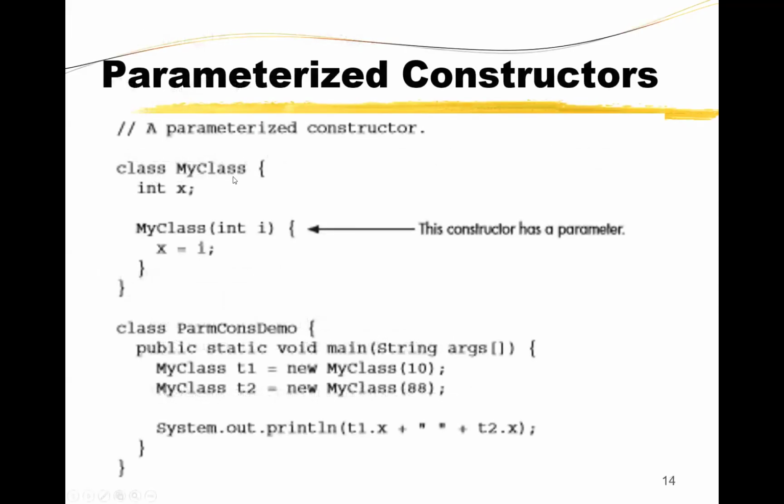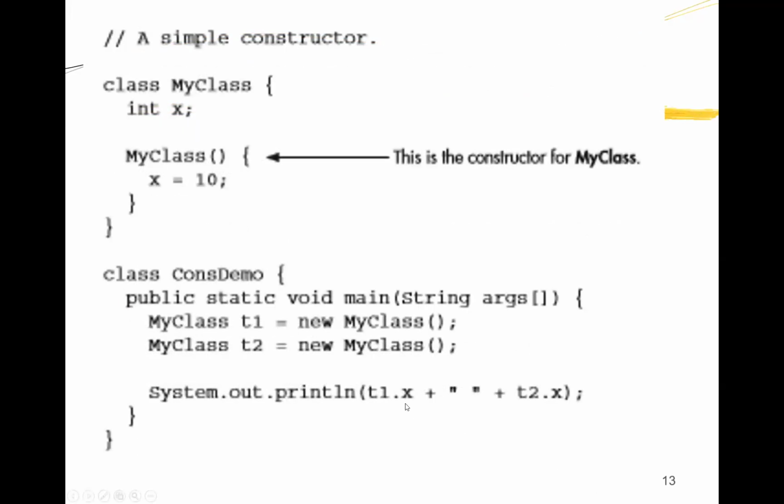Right now here, this is a parameterized constructor. For the same class, the constructor is declared with a parameter. Then if you are creating an object of this MyClass, you have to pass an argument. Whatever value you are passing here gets assigned to the instance variable. Now, what would be the t1.x and t2.x values? Okay, here, what are the t1.x and t2.x values?